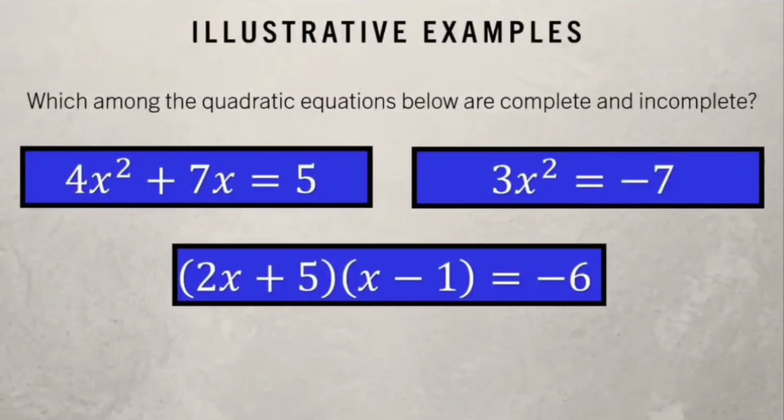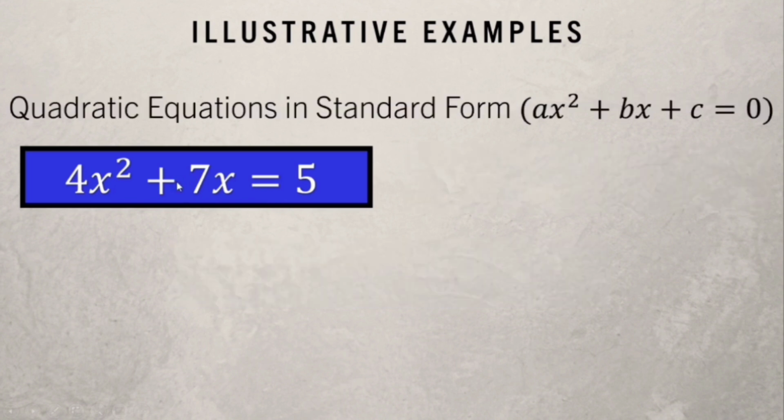Which among the quadratic equations below are complete and incomplete? When we say complete, meaning our quadratic term, linear term, and constant term are given. And for the incomplete quadratic equation, either of the three is missing. So let's identify if the first expression is a complete quadratic equation or not. Let's have 4x squared plus 7x is equal to 5.